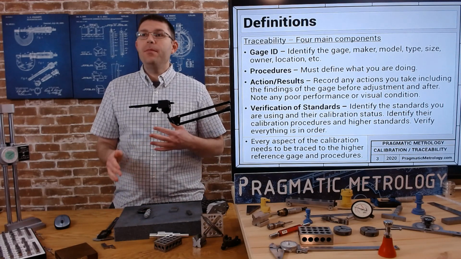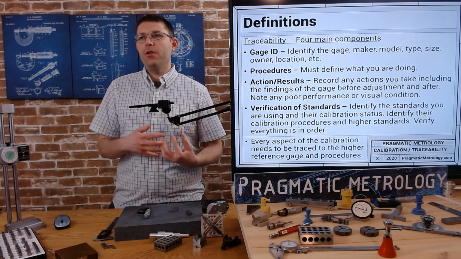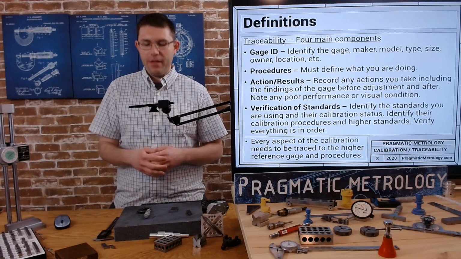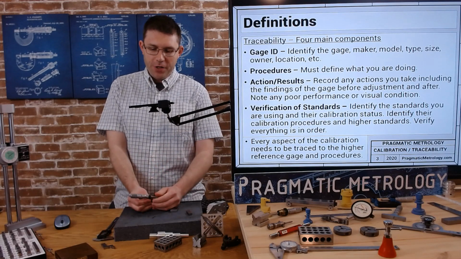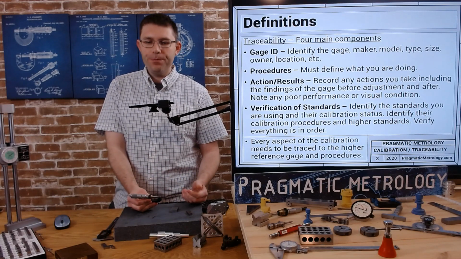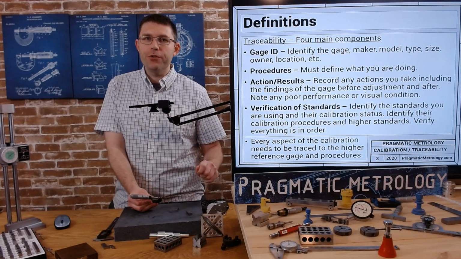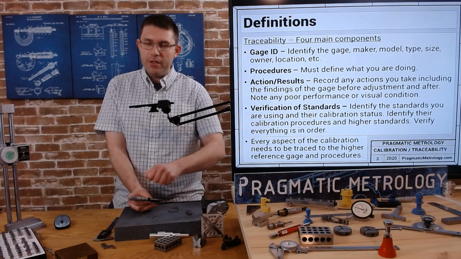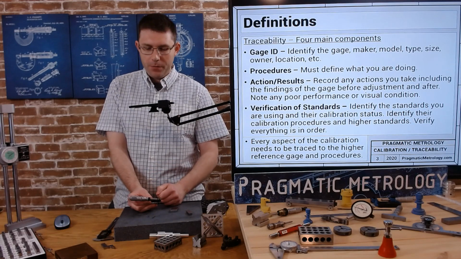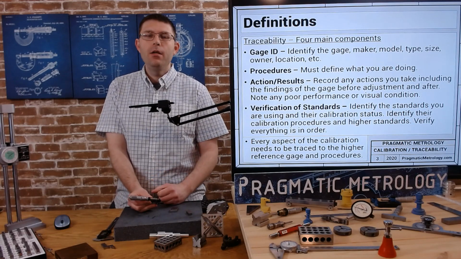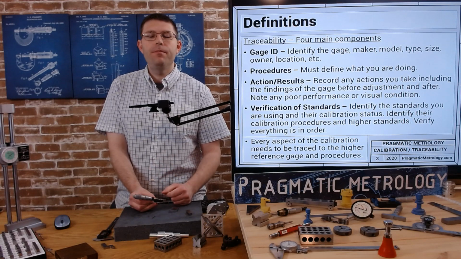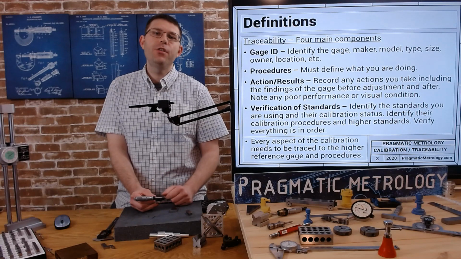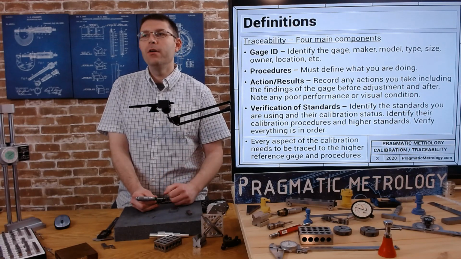The next step is you need your action and your results. So record any actions you take, including the findings of the gauge. If you check the gauge and you find it's out of calibration, write down what you measured. Write down what you did to fix it. Did you adjust the sleeve? Did you take it apart and clean it? You don't have to go into large descriptions. Just 1 or 2 words. Yeah, clean gauge, adjusted sleeve, whatever.